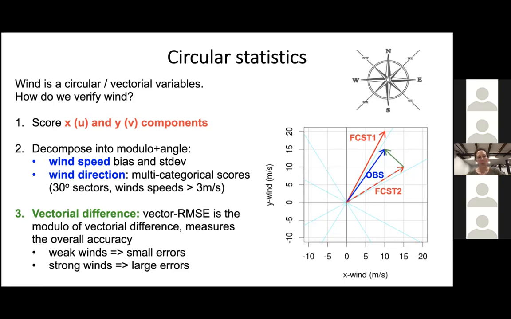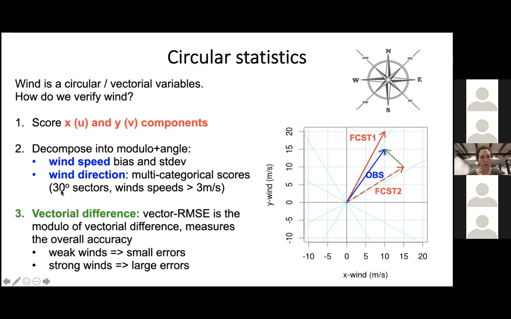This is okay, but we can do better. We can decompose it into the wind speed and the wind direction, so the magnitude of this vector and the direction. For the wind speed, we can use the classic bias and the standard deviation of the error. For the wind direction, we can divide our plane into sectors, for example of 30 degrees, and calculate multi-categorical scores that you're going to see with Mario.